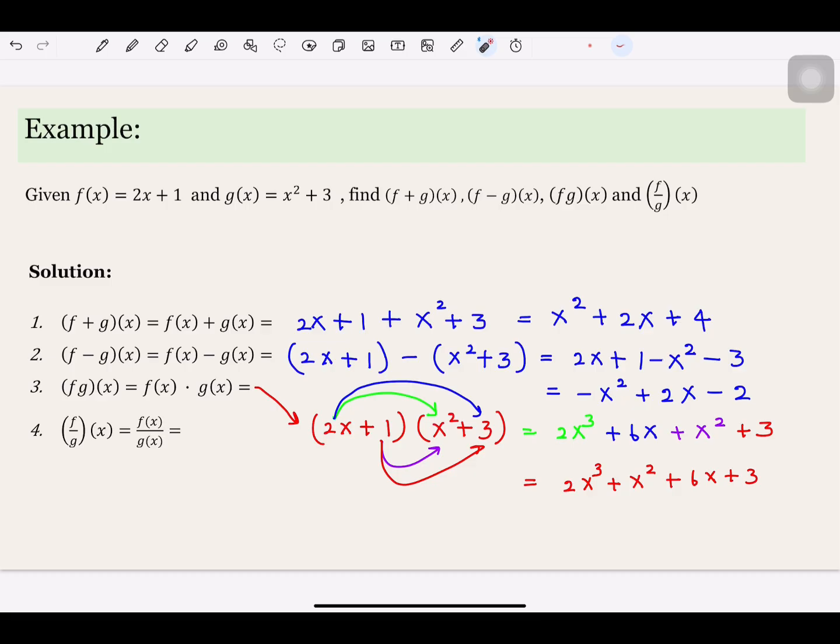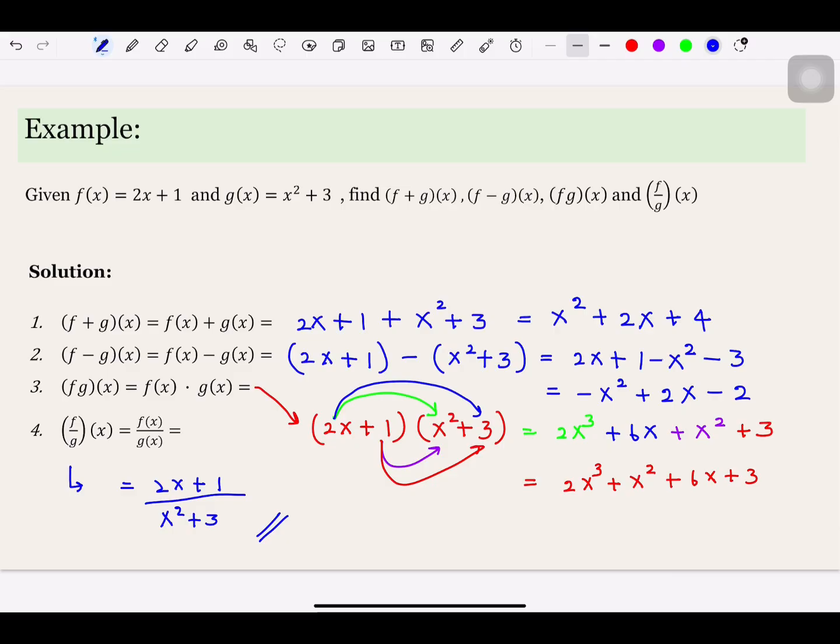Next, let's take the quotient of these two functions. To get the quotient, again I'm going to use the blue. The quotient means you have to divide f of x by g of x. f of x is 2x plus 1 and g of x is x squared plus 3. You cannot simplify this further, so I'm going to leave this as it is.